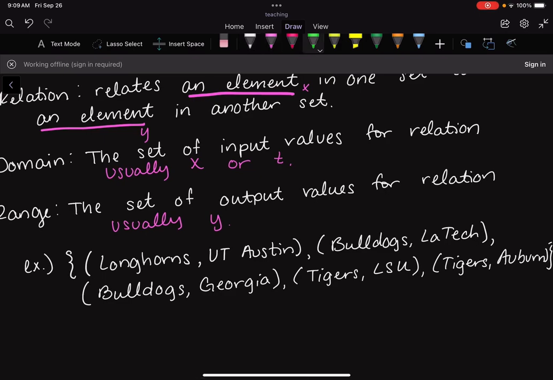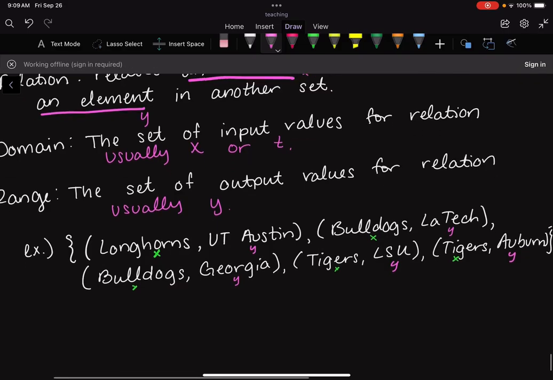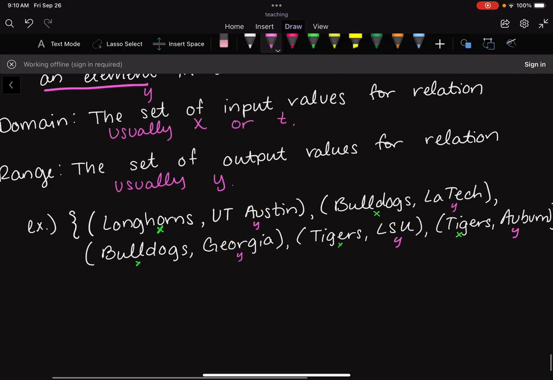So it's looking like my X values are the mascot. So that's like my input. And then my Y values are the school. So that's my output. So this is just an example of some kind of relation.